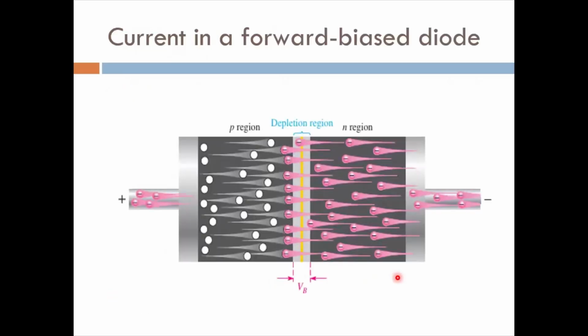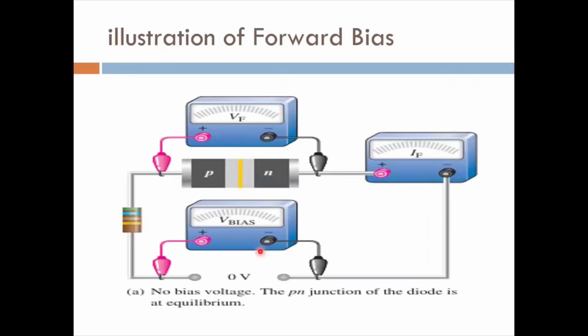So in this case, what happens? The plus side attracts the electrons from the N region and results in current flow after breaking this barrier. So we can see its illustration from this. This we will also do in our hardware lab experiment. So now what we have done, we have connected a voltmeter across the supply voltage, which we are calling bias voltage, another voltmeter across the diode, and an ammeter for measuring the current.